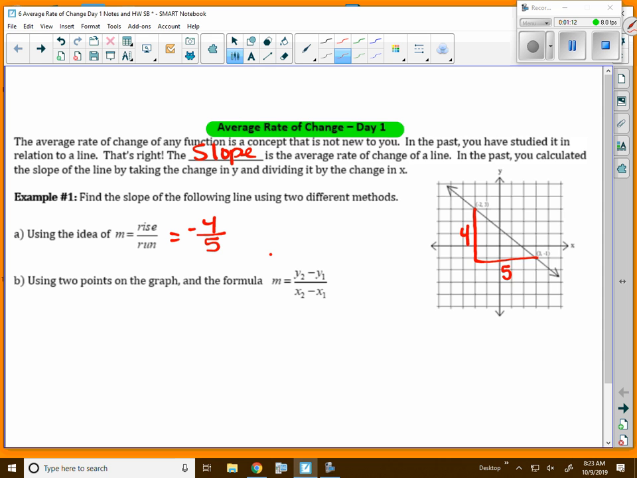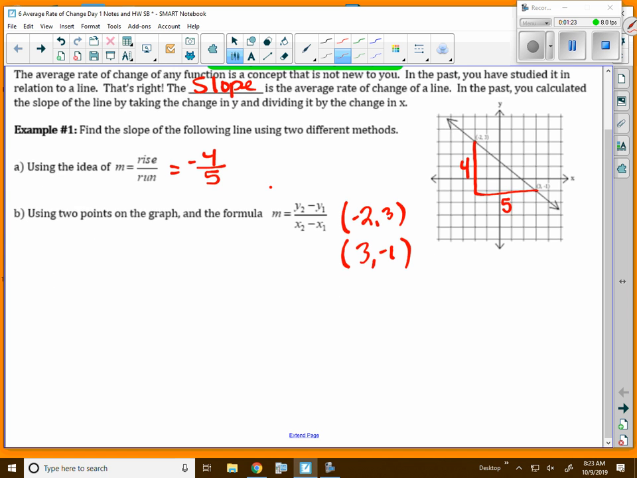Okay, then we can do it using the 2 points. It's kind of hard for me to see those. Negative 2, 3, and is it 3, negative 1? Yeah. Okay, so there's our 2 points. Okay, some of you did stack and subtract. I'm going to go ahead and do my formula. y2 minus y1 over x2 minus x1.